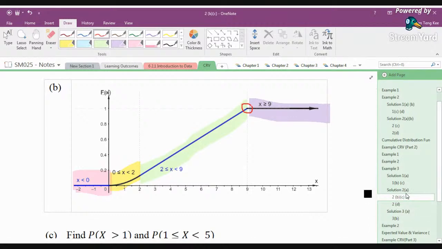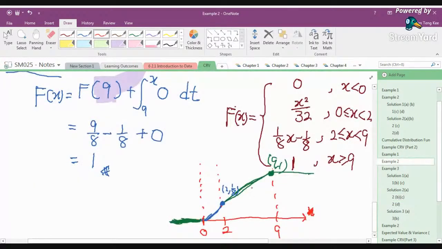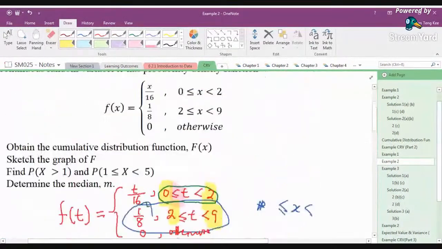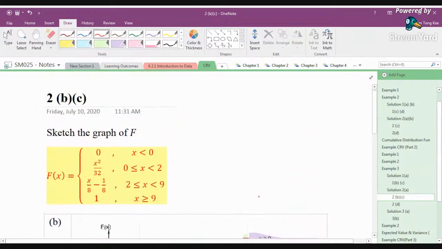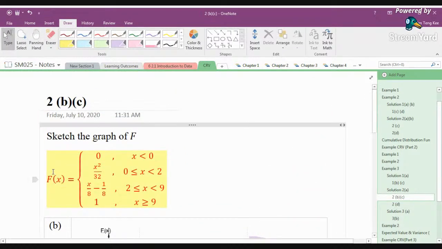Okay, go on. Now we proceed with our calculation for the next part. What we want to find out here is P(X greater than 1) and also P(X less than or equal to 5). In this case, let us make use of the cumulative function that we have found so that our work will be simpler. So let me extract the cumulative functions for reference later. Let me copy this one. This is the answer for our cumulative functions.